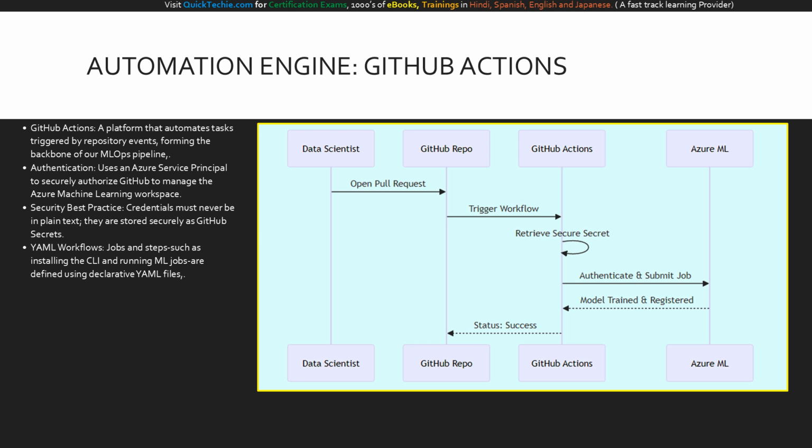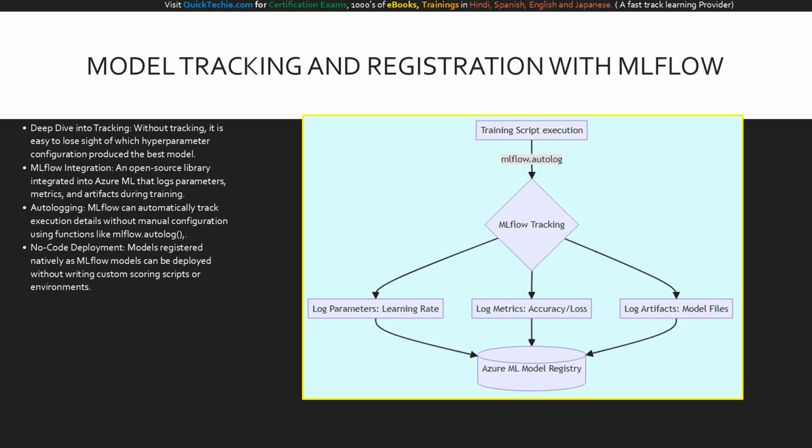for human review. When our GitHub action triggers a training job, what happens inside Azure ML? This is where MLflow comes in. When experimenting, if we don't track our runs, we lose critical insights into which configurations yielded the best results. MLflow is an open-source library that logs every parameter, metric, and artifact associated with a model.